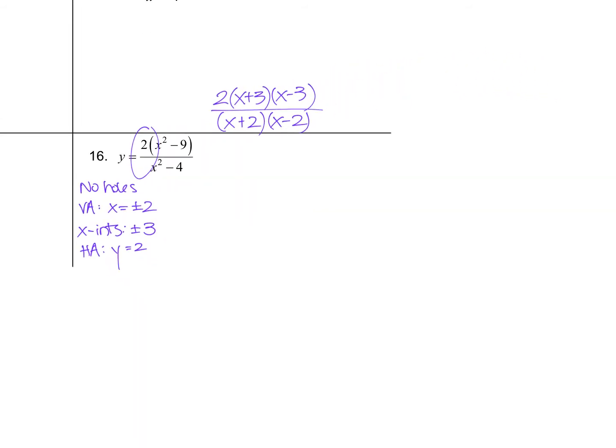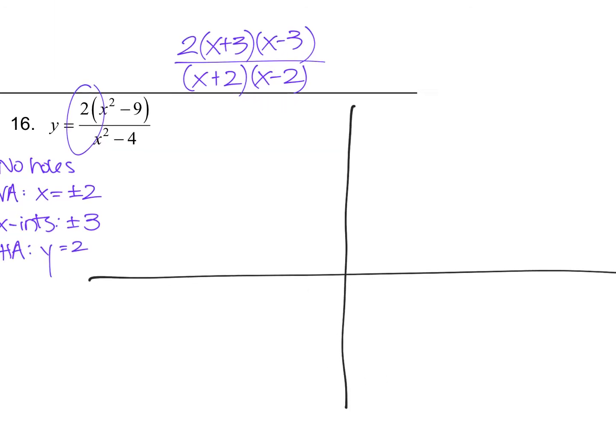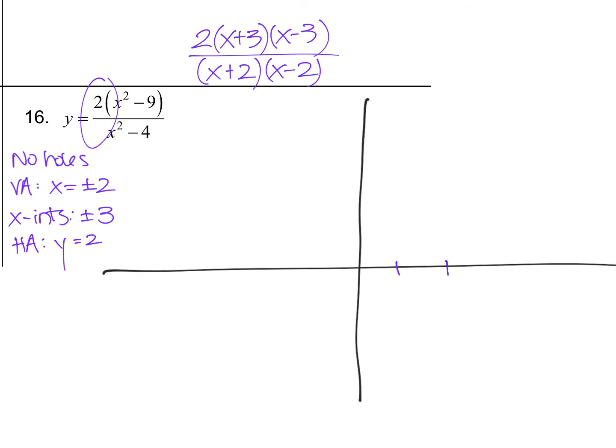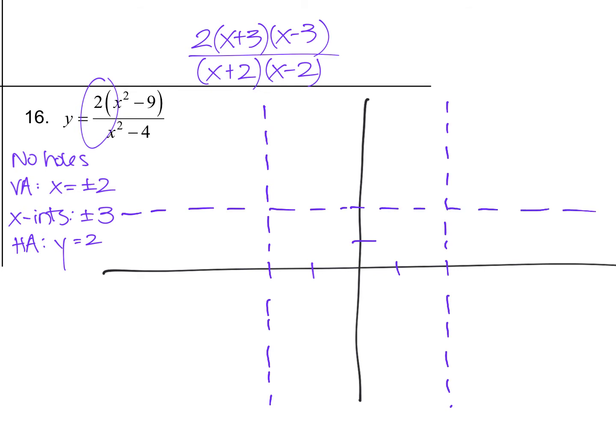So then I'm going to draw myself a sketch here. I know I have vertical asymptotes at 2 and -2. I have a horizontal asymptote at 2. I have x-intercepts out at 3 and -3. And that is like the information that I have right now, okay?